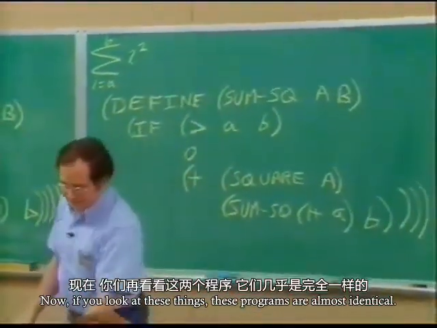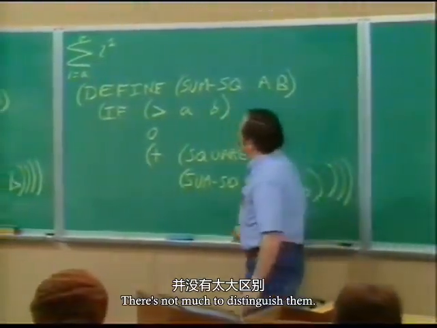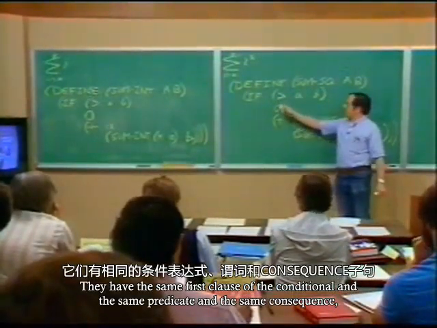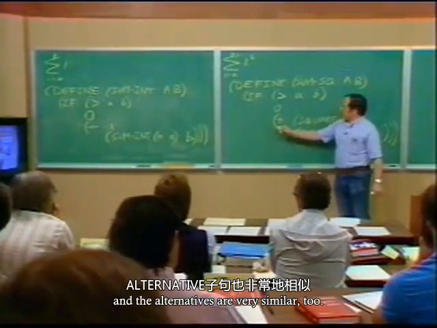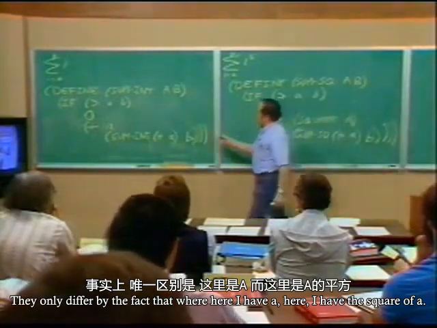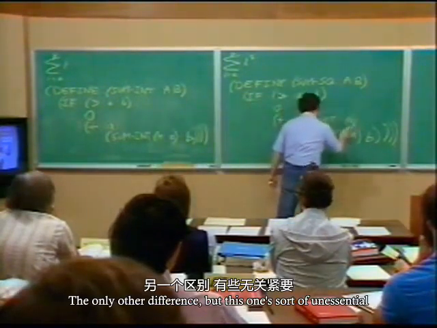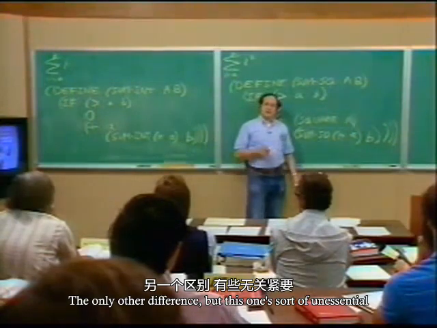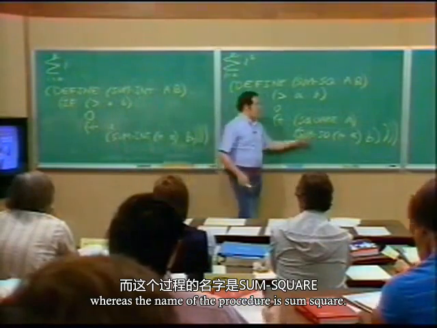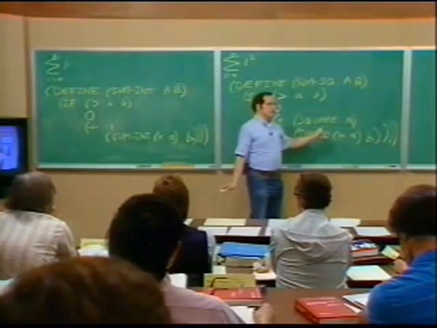Now, if you look at these things, these programs are almost identical. Okay? There's not much to distinguish them. They have the same first clause of the conditional, and the same predicate and the same consequent, and the alternatives are very similar too. They only differ by the fact that whereas here I have A, here I have the square of A. The only other difference, but this one is sort of unessential, is that the name of this procedure is SUMINT, whereas the name of this procedure is sum square. So the things that vary between these two are very small.